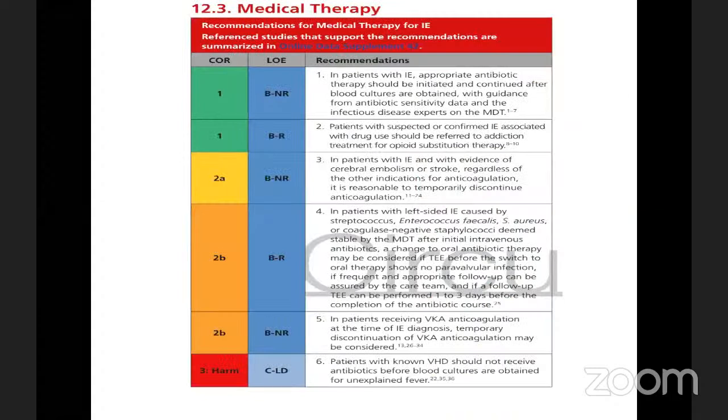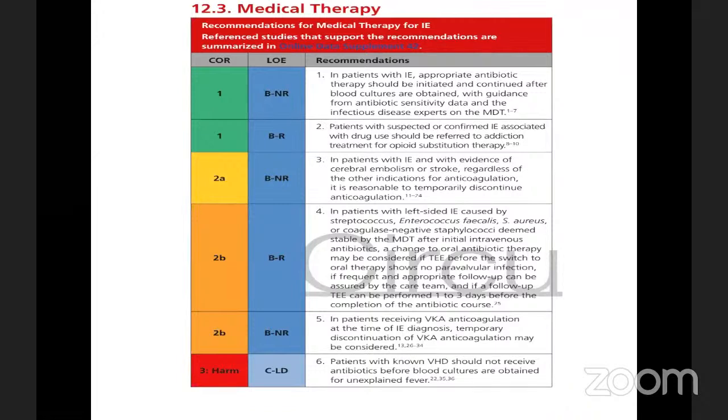In management, we will divide it into medical treatment and intervention. This is from the 2021 American Heart Association guideline. For medical treatment, the recommendation is Class 1. In patients with infective endocarditis, appropriate antibiotic therapy should be initiated and continued after blood culture, with guidance from antibiotic sensitivity data and the infectious disease team.